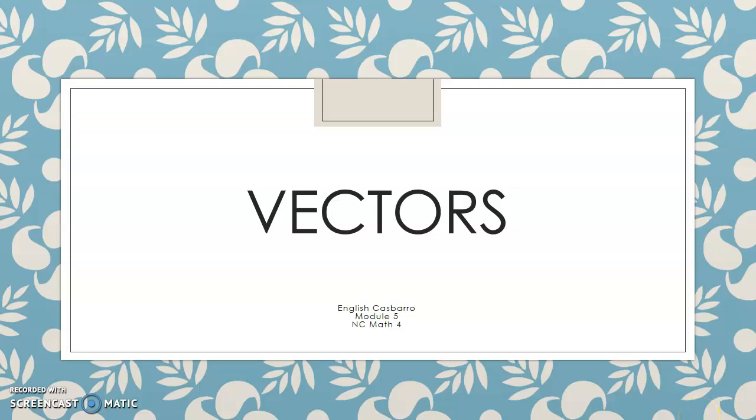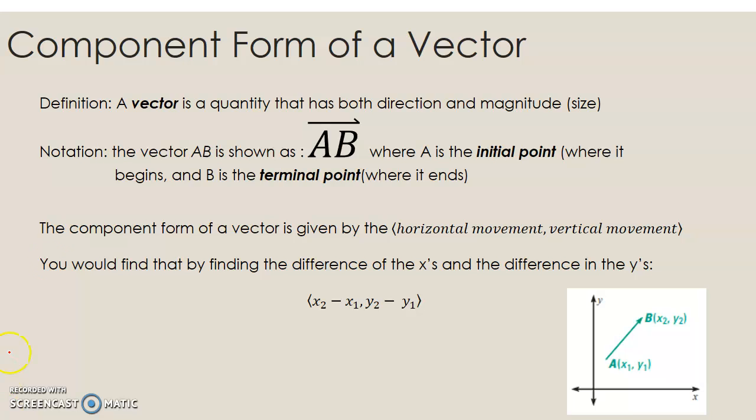Hi guys, this is Module 5, this third section. It's having to deal with vectors. A vector is a quantity that has both direction and magnitude.